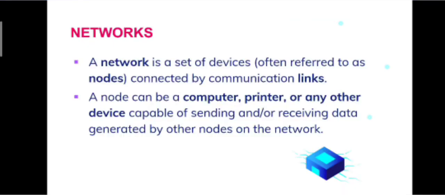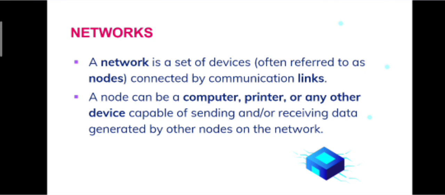We'll start with the definition of computer network. A computer network is a set of nodes connected by a communication link. I repeat, a computer network is a set of nodes connected by a communication link. To understand this definition, I shall highlight the important words. They are the keywords of the definition. The keywords are nodes and communication link.